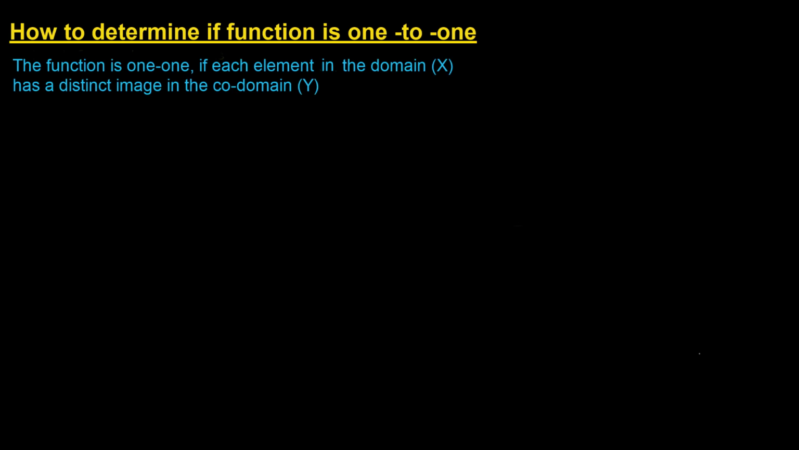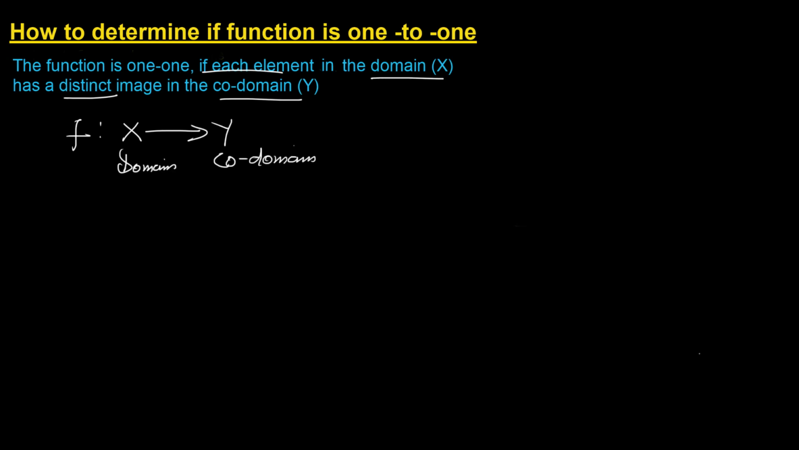In this lesson, I will talk about how to determine if a function is one-to-one. The function is one-to-one if each element in the domain, which we call x, has a distinct image in the codomain we'll call y. So this is what it means. A function f takes values from the domain and sends it to the codomain.